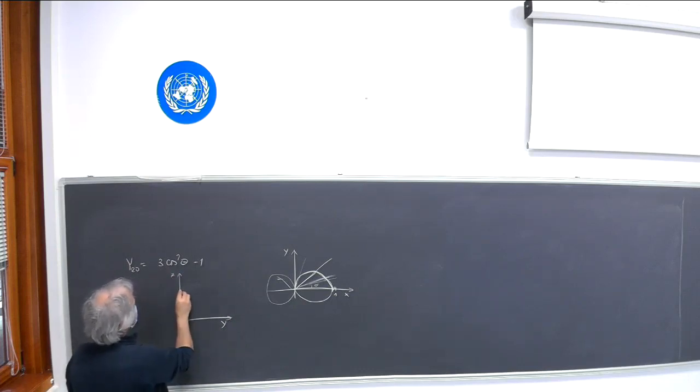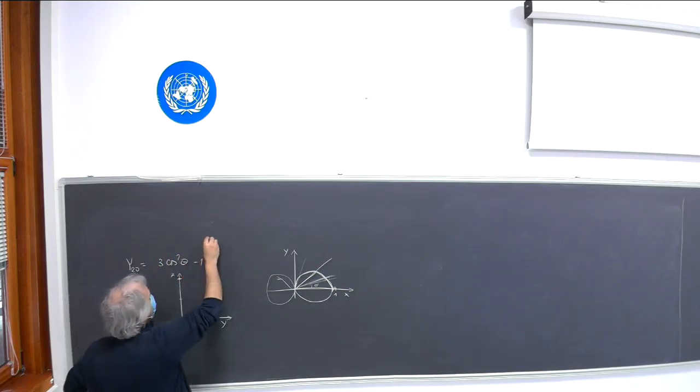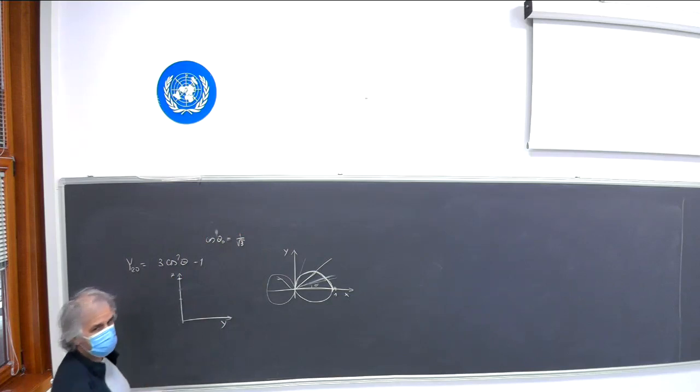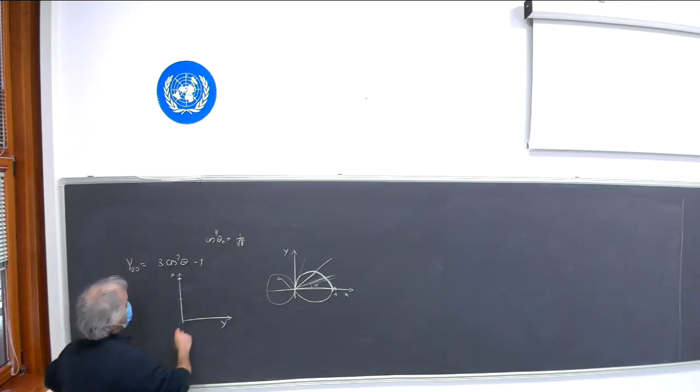So let's see. Theta is equal to 0 there, so the value of this function is 3 times 1 squared minus 1, which is 2. So let's try to be now more faithful. If this is 1, this is 2. So there it is. Then where is this object equal to 0? When the cos square of theta is equal to 1/3, so cos theta equal to 1 over root 3.